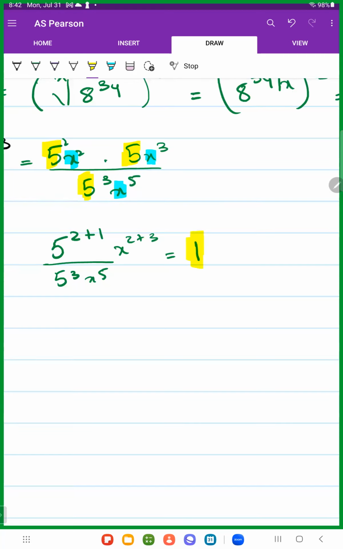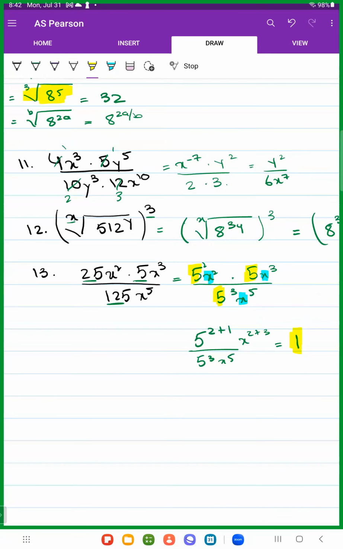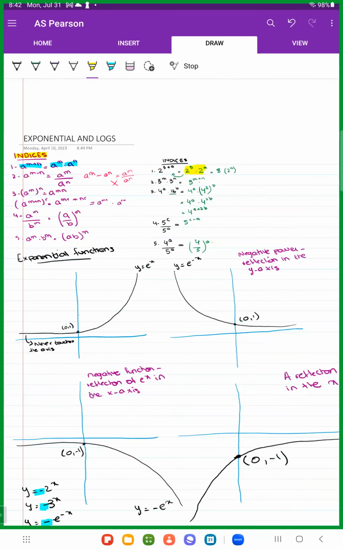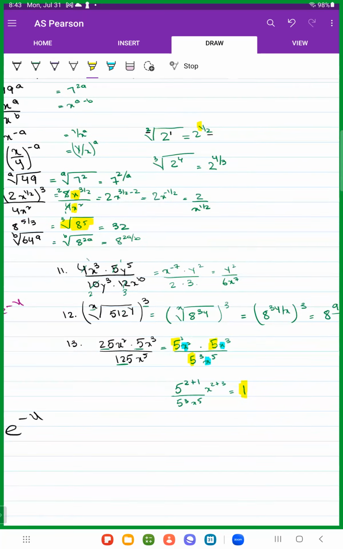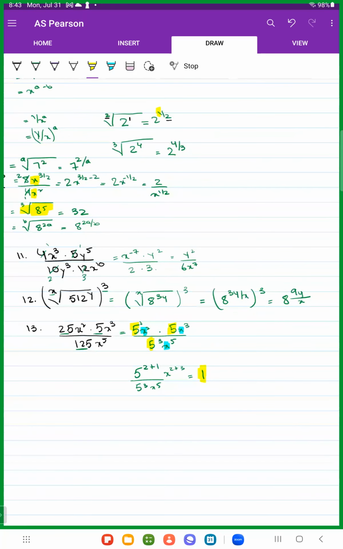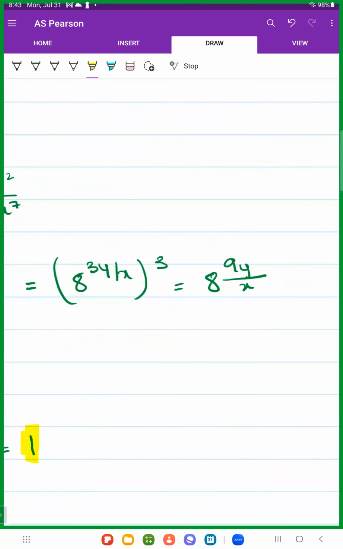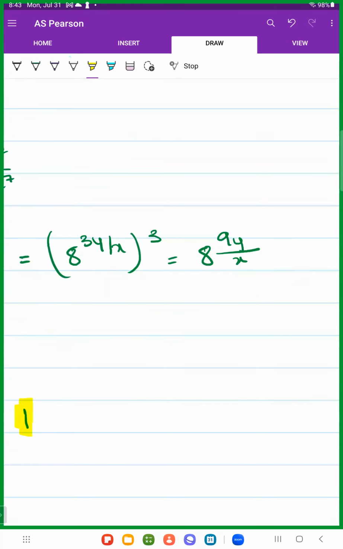You understand? Are you clear till here? Yeah. All right, great. Now let's move on to the answer for question 12. Nine y over x, shouldn't it be 27 y over x? The answer you wrote is 8 to the power 9y over x. Shouldn't it be 27y over x because it's cubed? Whenever we have m to the power n, the powers get multiplied. So 3 will be multiplied with 3. Okay, got it.